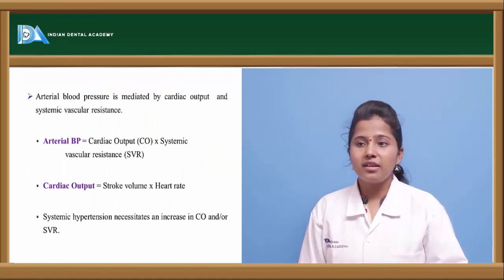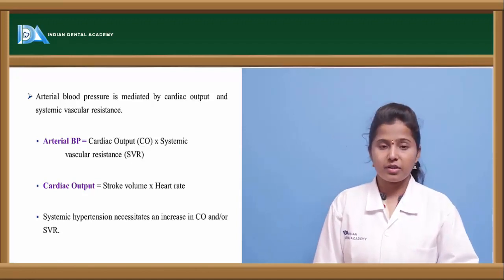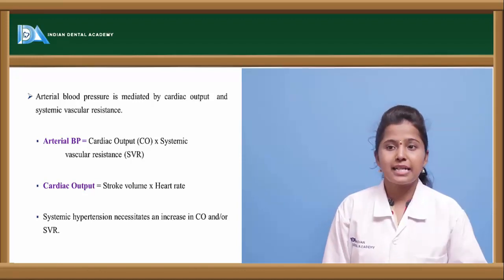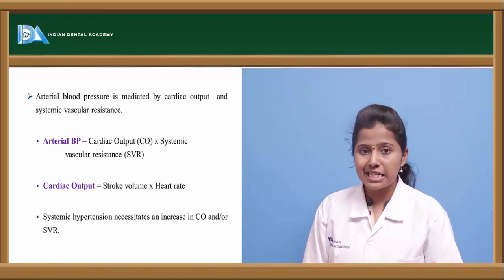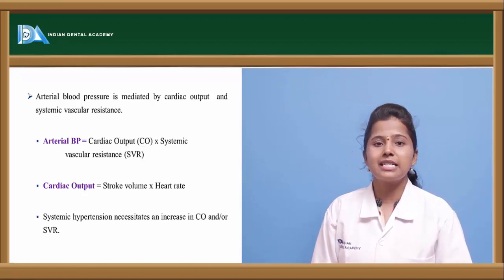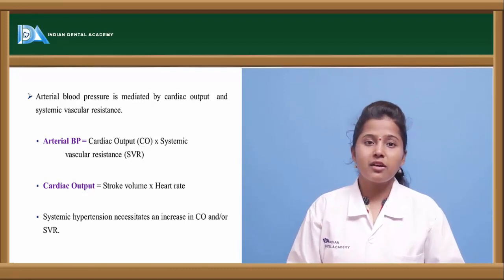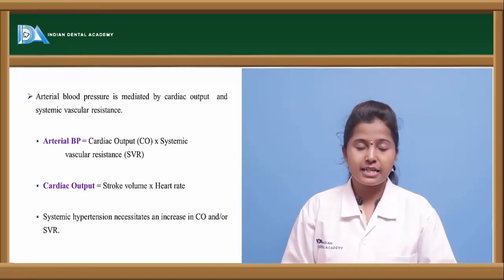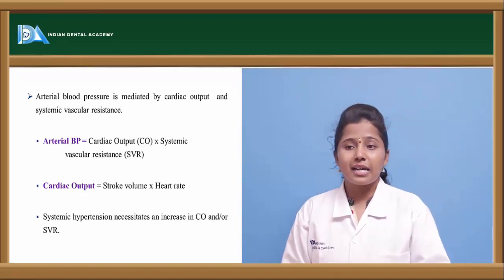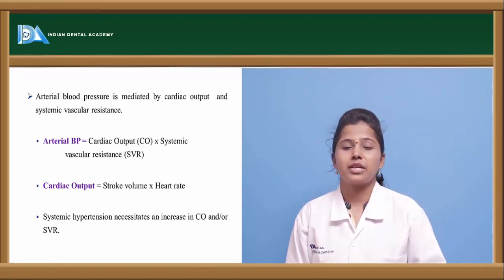Arterial blood pressure is mediated by cardiac output and systemic vascular resistance. What do you mean by this? Arterial blood pressure, the pressure exerted by the arteries, is mediated by cardiac output as well as systemic vascular resistance. Systemic vascular resistance is the resistance to the flow of blood in the systemic circulation, excluding pulmonary circulation. Any resistance to the flow of blood in such systemic circulation is called systemic vascular resistance. And arterial blood pressure is calculated by multiplying cardiac output and systemic vascular resistance.